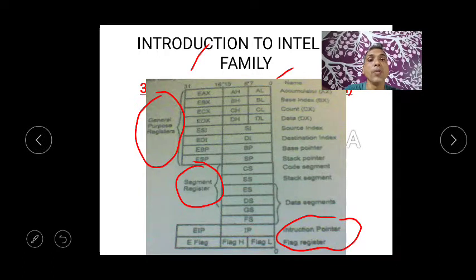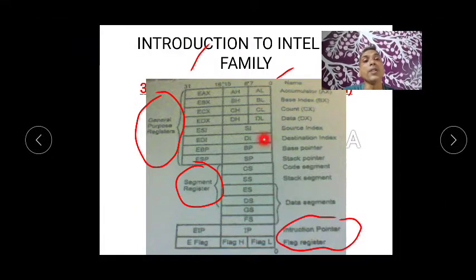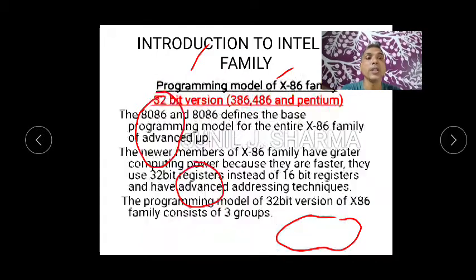So the very important difference between these two diagrams, whether it is the 32-bit programming model or the 16-bit programming model, is that this section, that is data segment and stack segment, is always 16-bit. Okay, now let's go to the next slide.